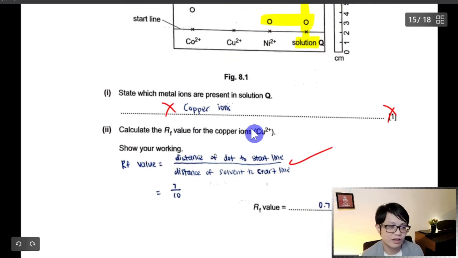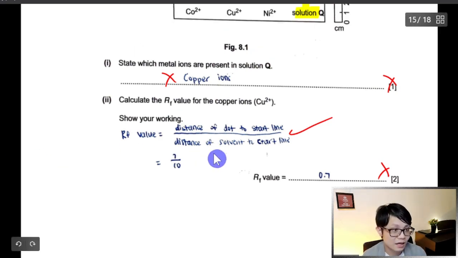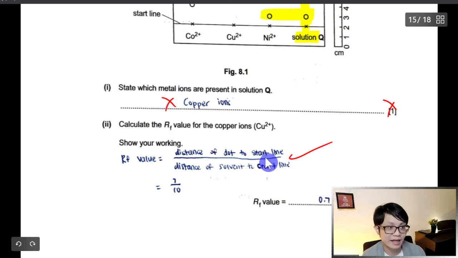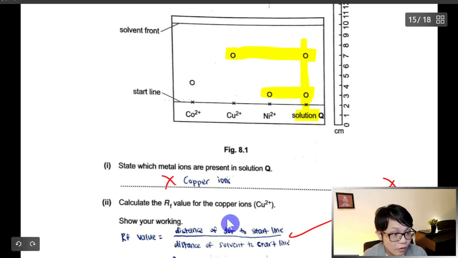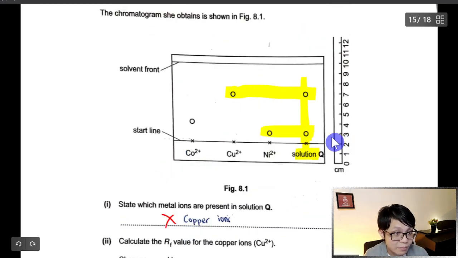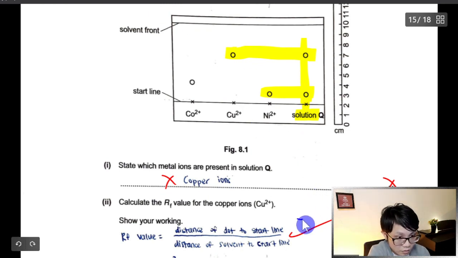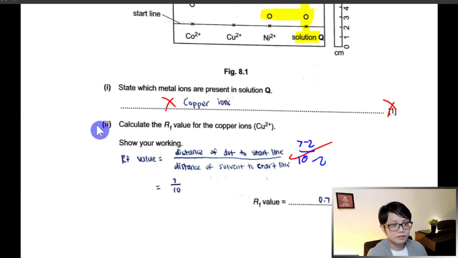A few wasted. Calculate the value of Rf. The answer is 0.6. Rf value is the distance of the dot to the start line. Distance from the dot to the start line for Cu: so 7 minus 2, divided by the distance of solvent to start line, 10 minus 2. So you try to do this, what do you get?